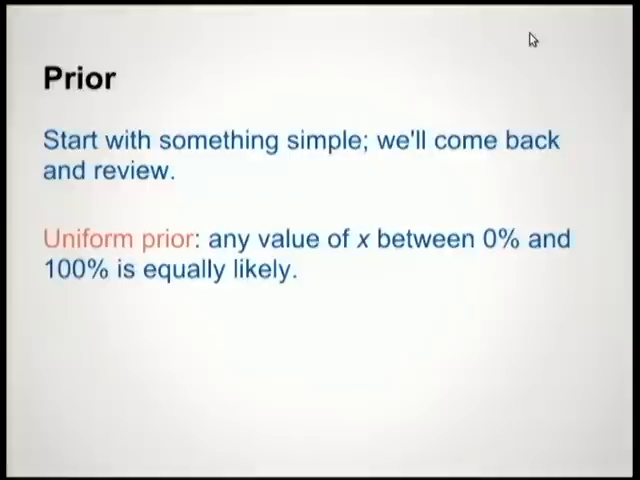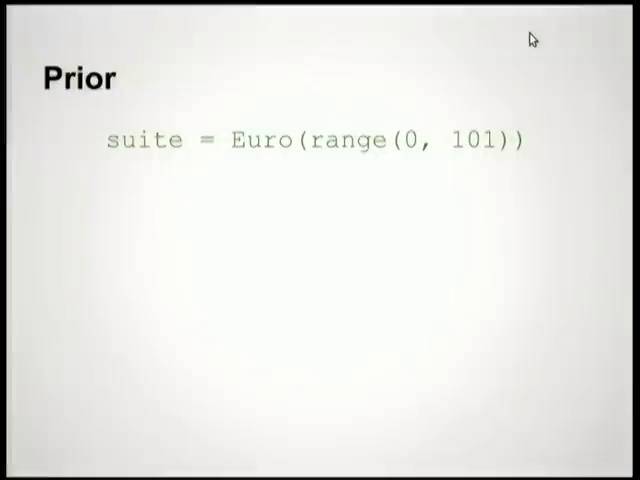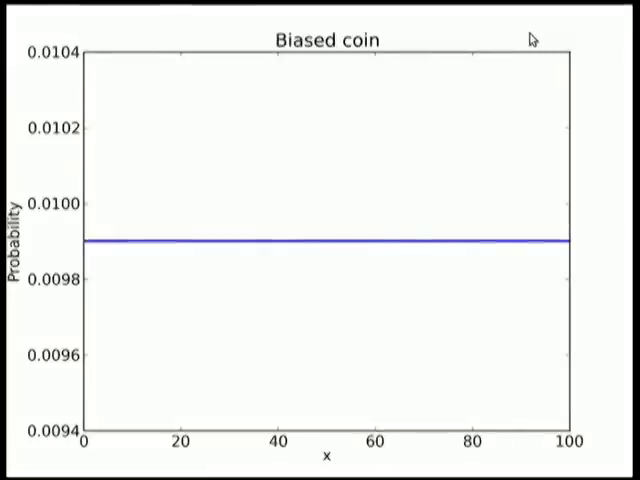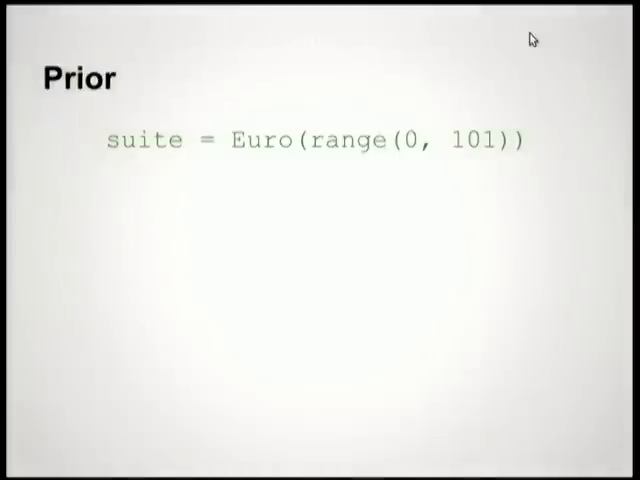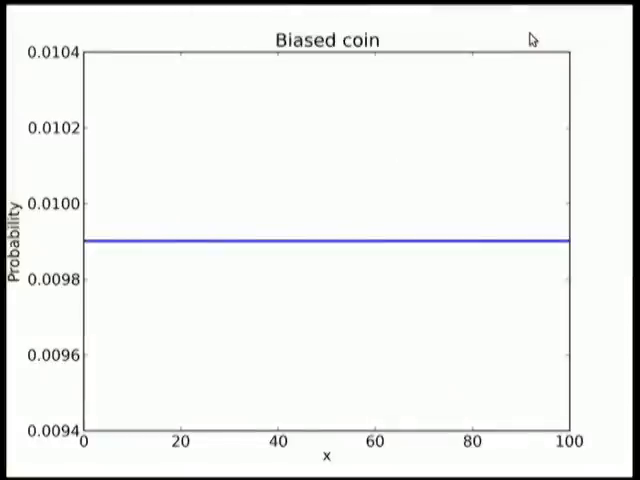Okay, so there's the likelihood function. We're going to start out with a uniform prior. And this is going to be kind of silly. So we're going to start silly and we'll come back and be more realistic. I'm going to assume initially that I have no idea what X is. It could be anything from 0 to 100. So this coin might have 0% chance of landing heads. It might have a 10% chance of landing heads. It might have a 50% chance of landing heads. I'm going to claim that those are all equally likely. And here's the code that creates that prior distribution. And here's what that prior distribution looks like.